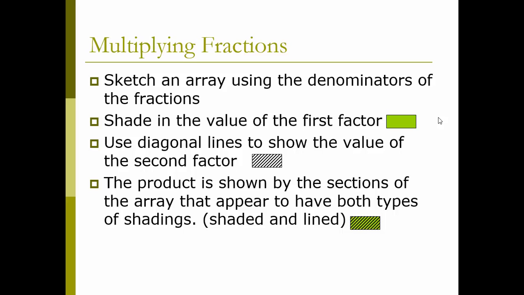And then we're going to use diagonal lines to show the value of the second factor. This is pretty basic. You do want to use diagonal lines for the second one every time that you're doing this, because if you get a bunch of different colors going on, then they all smush together and it ends up not looking so nice. So finally, the product will be shown by the sections of the array that appear to have both types of shadings. This means that they will be shaded in whatever color you're using, as well as have some lines going through them.